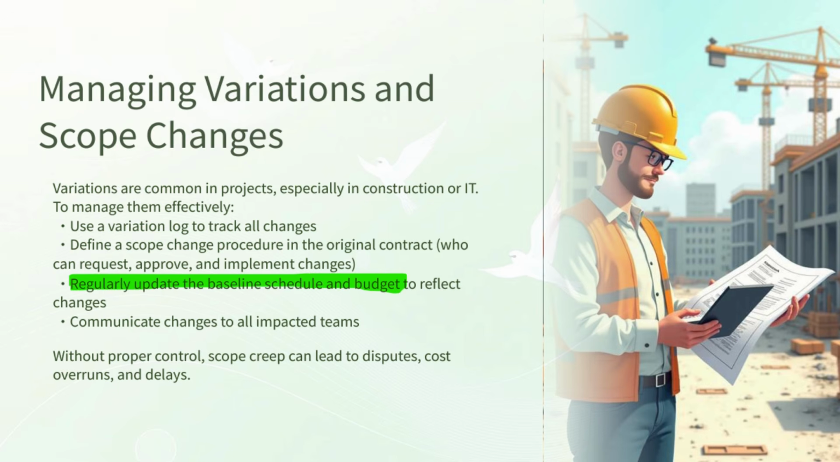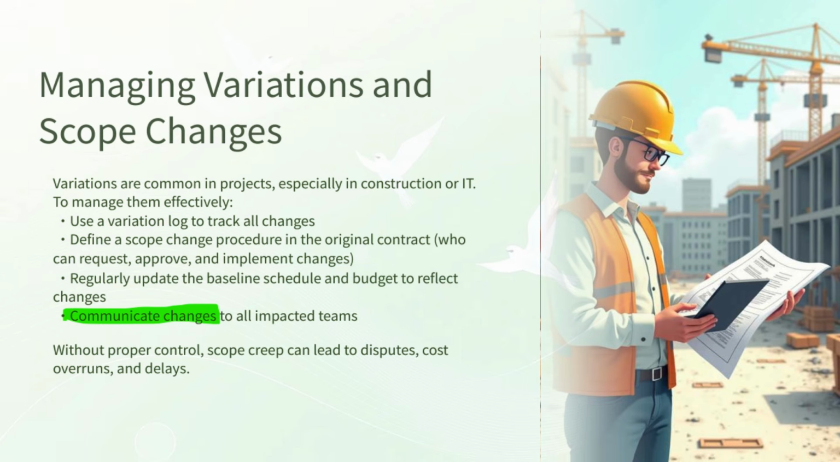So, another key step is to update the baseline schedule and budget regularly. Once a variation is approved, it must be reflected in the project's baseline plan, meaning the original budget, timeline, and resource allocation should be revised to match the new situation. This keeps your project tracking accurate and makes sure that future performance reports show the real progress, not outdated information.